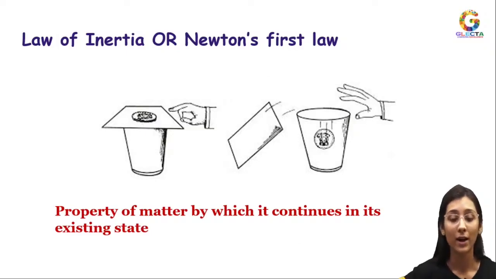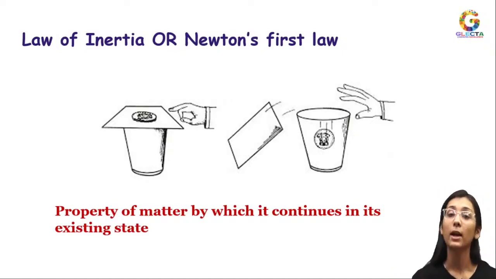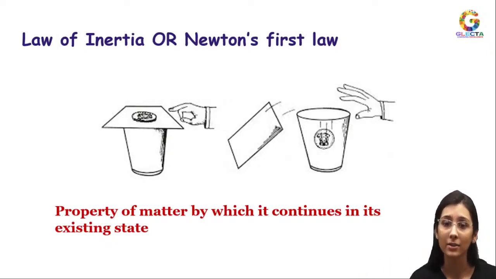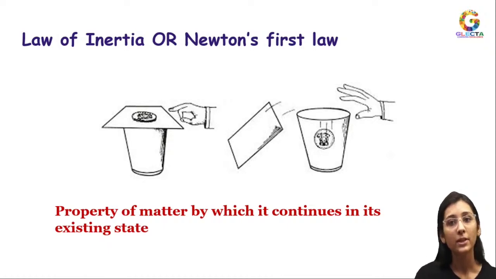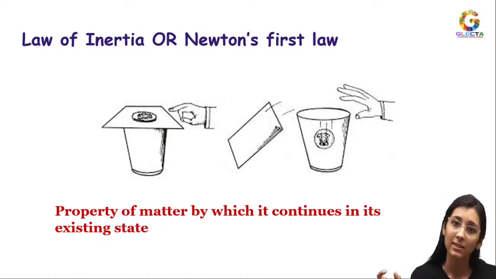Now, before I explain this one, I want you to know that the first law of Newton is also called the law of inertia. Alright, now what I mean by inertia is the property of matter. What is matter? Everything in this world is called matter, right? So it's a property of matter by which it continues in its existing state.